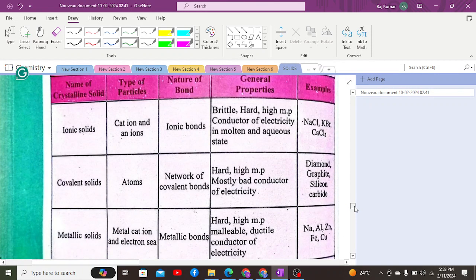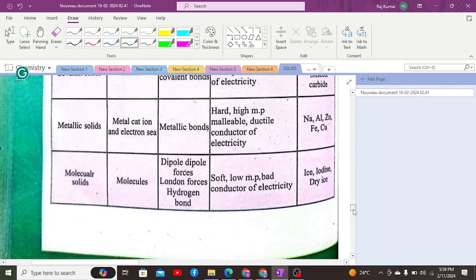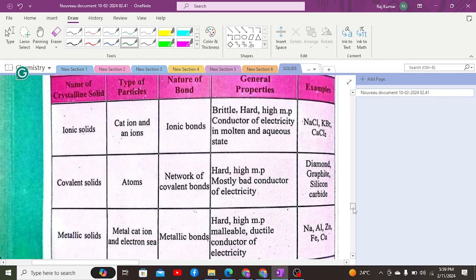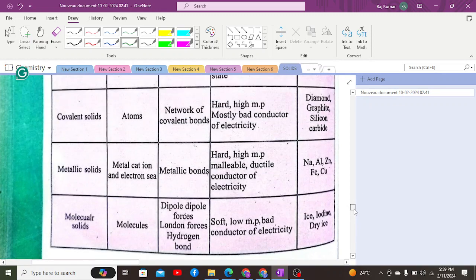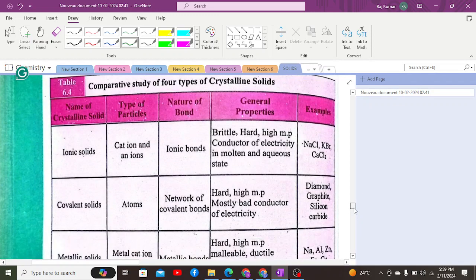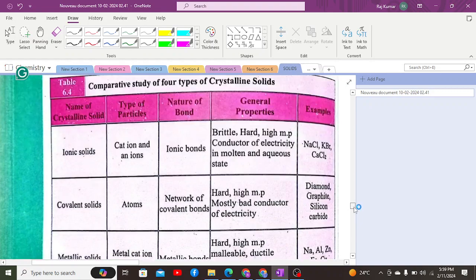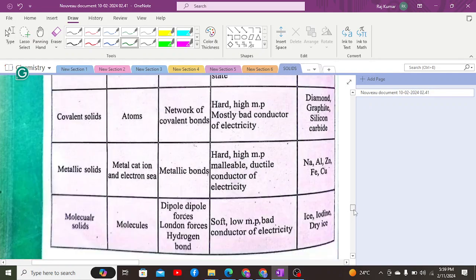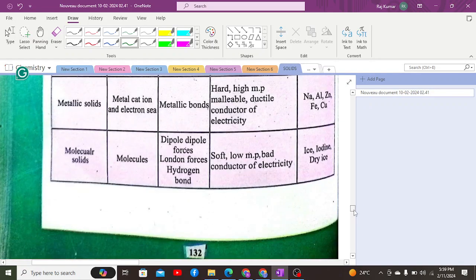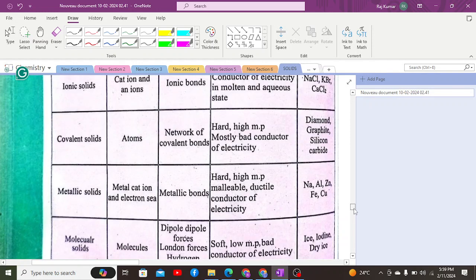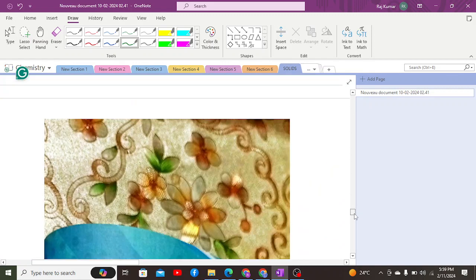Let's take the example of comparative molecular solids with other crystalline solids, such that they have molecules as their types of particles, and the nature of the bond is dipole-dipole interaction, London force, hydrogen bond, or another type of physical force of attraction. When it comes to their general properties, they are soft, have a low melting point, and are bad conductors of electricity.